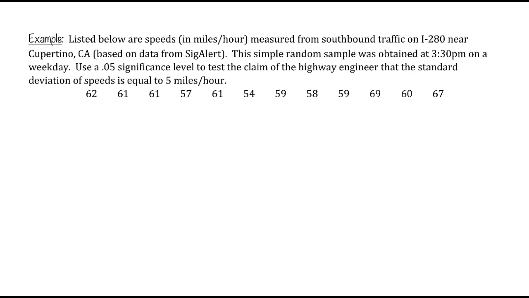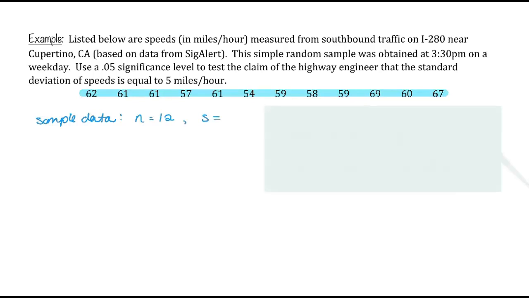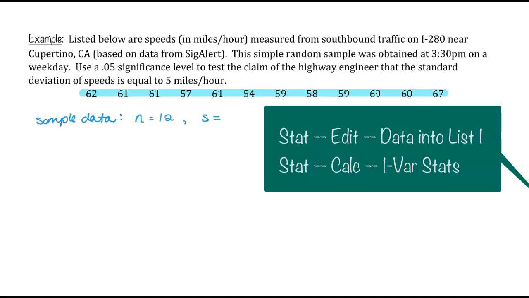Let's start out by taking a look at our sample data. This time, instead of summary statistics, we are given the raw data values. We have a sample size of 12 because there's 12 data items, and we can find the sample standard deviation using our calculators. We can put these individual values into a list and then run one var stats, or one variable statistics, to find the sample standard deviation.